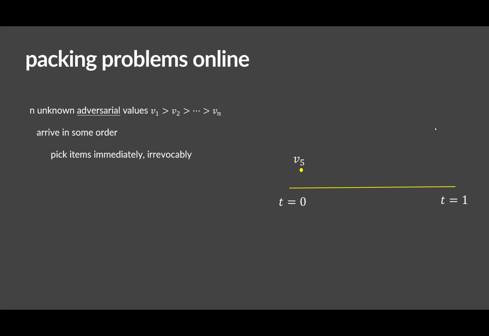I see 30 bucks. Should I take it or not? Maybe I don't. I see 100 bucks. Should I take it or not? Maybe I don't. Secretly, as spectators, we know I made a mistake out there. And then items keep coming. At some point, I pick. I get some value. The best value was v1. I want to compare myself to that.